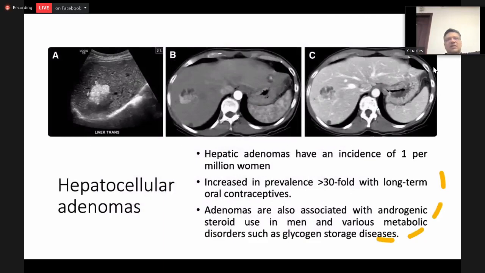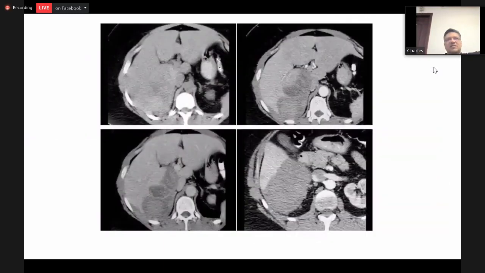So you want to make any comments there? Yeah. I think it's a very nice case, because hepatic adenoma in the male population is very rare. But as you have really pointed out, if the patient is on anabolic steroids, there may be a possibility. So you need to ask that question.